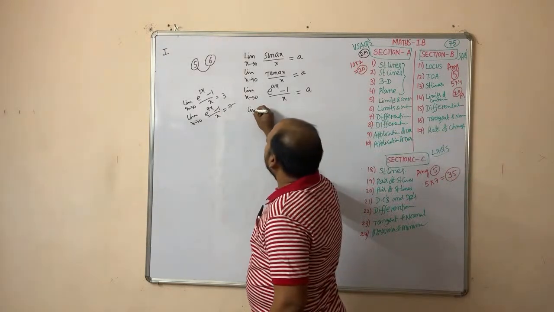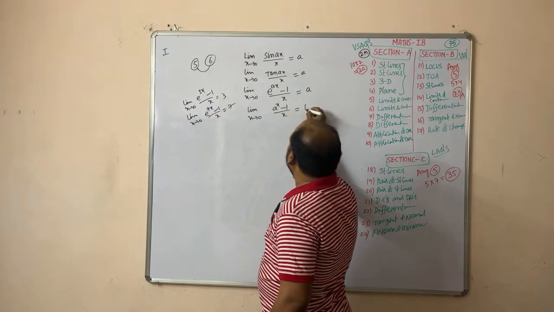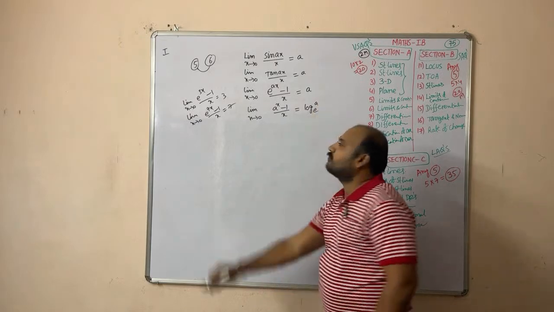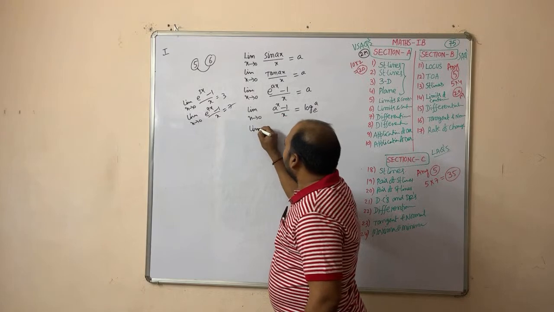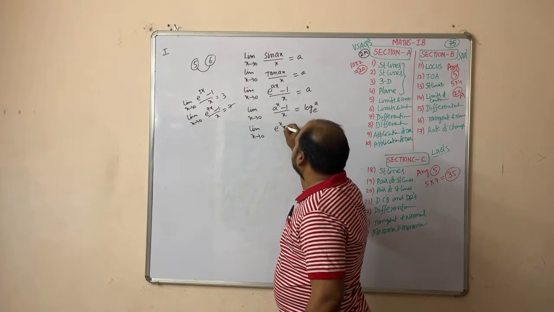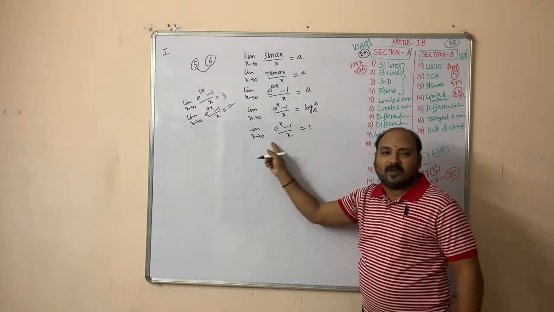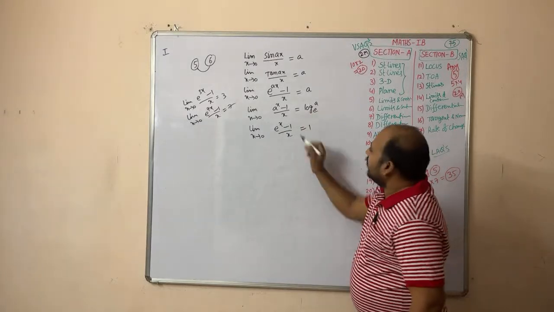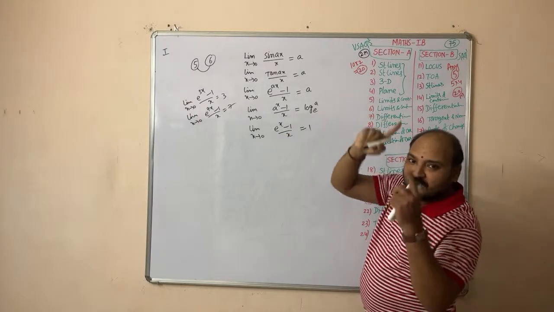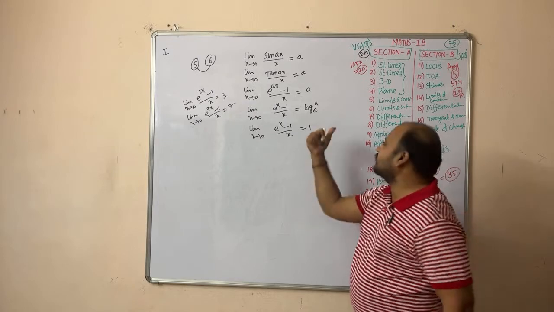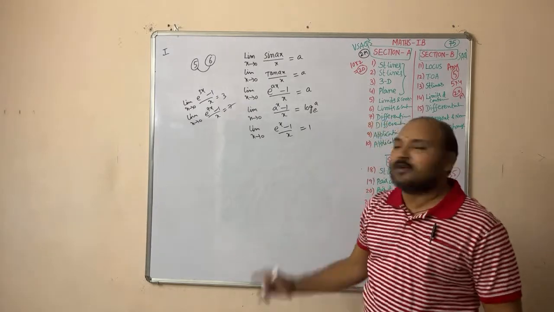Next, limit x tends to 0, a power x minus 1 by x is equal to log a to the base e. In place of a, e is there. Limit x tends to 0, e power x minus 1 by x is equal to 1. Sir, how will it be? It is log a to the base e, how will it be? The log value is 1. In place of a, e is there, no? So here also, if you take log e to the base e, that value is 1. Log of any number to the base of the same number is always equal to 1. Okay, dear students.